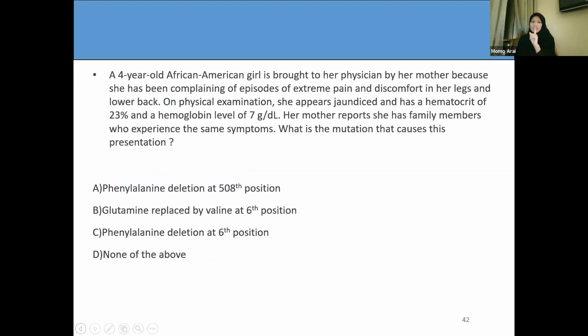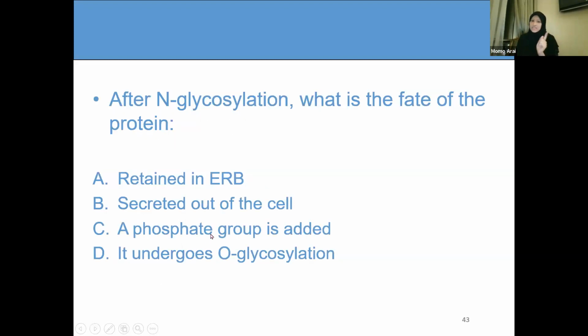Yes, okay, so I'll send you guys this PowerPoint. All of them have the answers in the notes. This one is none of the above, D. This one is B, because all proteins, after being modified in the endoplasmic reticulum, go out. They go out of the cell.